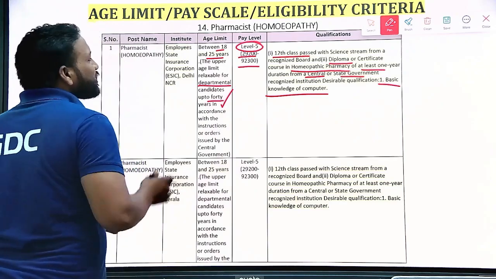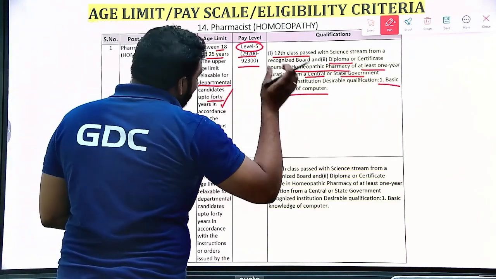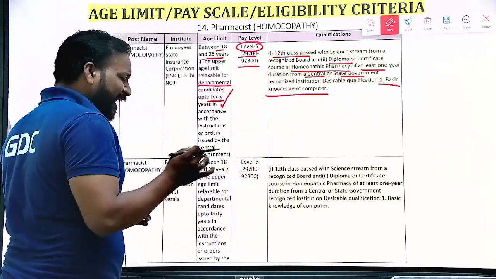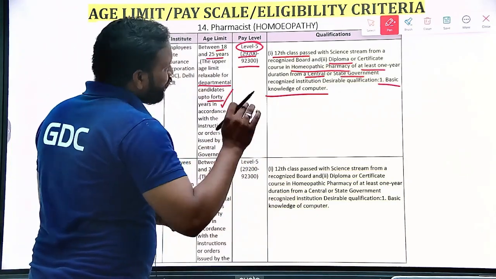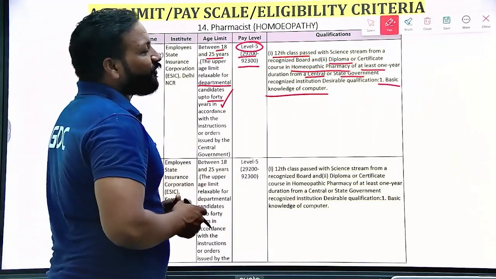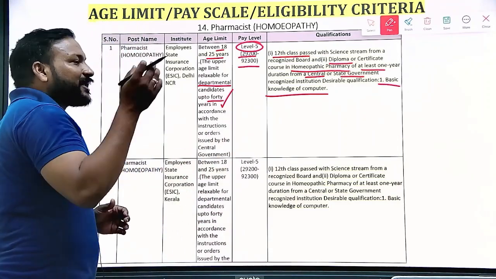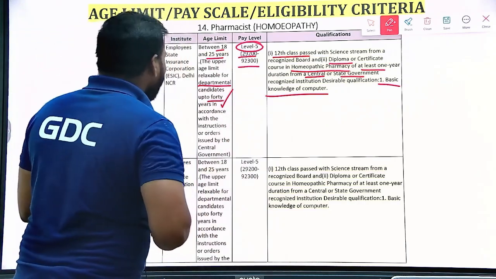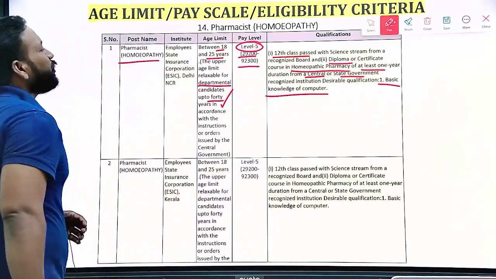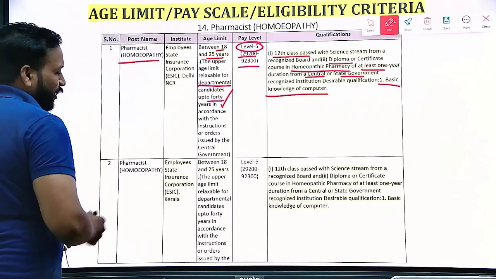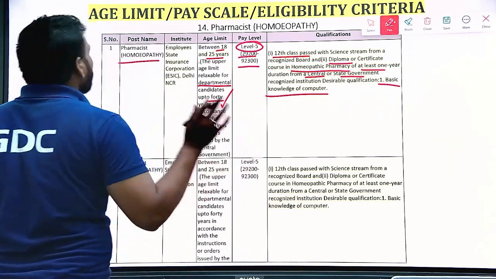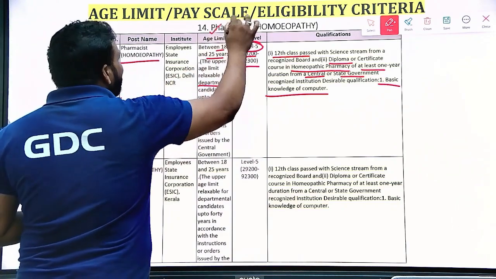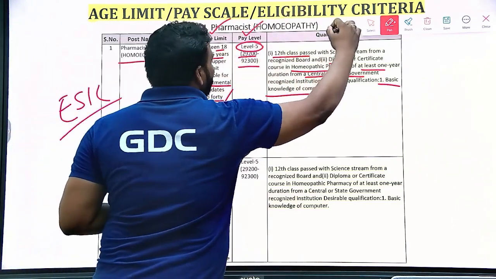Okay, and the pay level is 5th pay, and he should possess a diploma of pharmacy in homeopathy recognized by any of the state or central government with at least 1 year. Yes, for the pharmacist of homeopathy in ESIC, for all the ESIC pharmacists, especially for homeopathy, the same age limit, same pay level and same qualification.